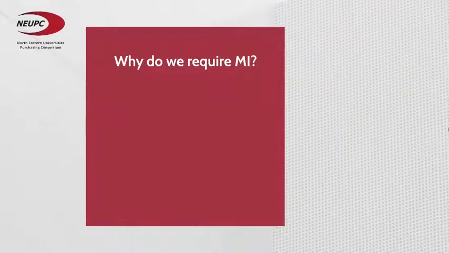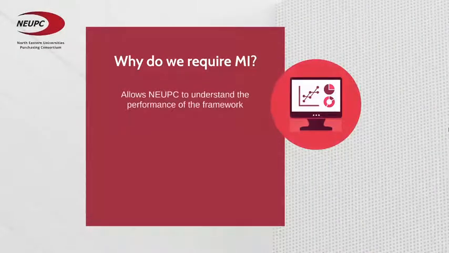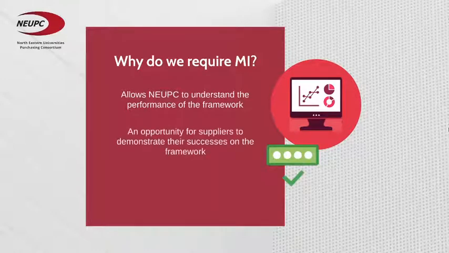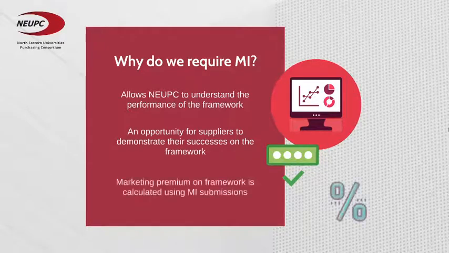So why do any UPC require suppliers to complete MI? Firstly, it allows any UPC to understand the performance of the framework, including how many universities are using the framework and how much they are spending. Secondly, it's an opportunity for suppliers to demonstrate their successes of the framework. And finally, where marketing premium and rebates apply to a framework, they are calculated from this MI.